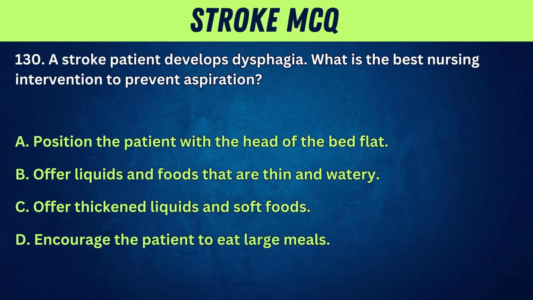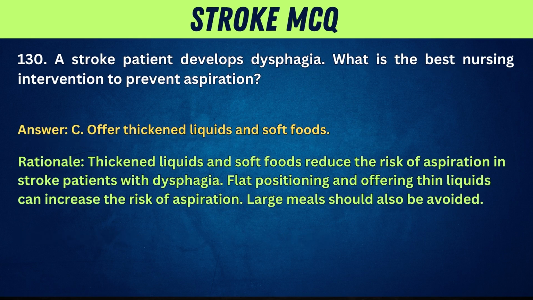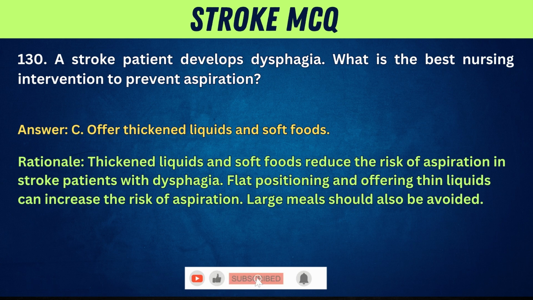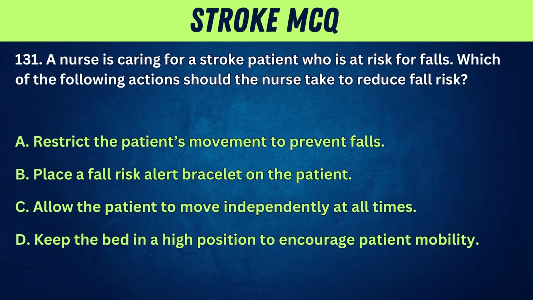130. A stroke patient develops dysphagia. What is the best nursing intervention to prevent aspiration? A. Position the patient with the head of the bed flat. B. Offer liquids and foods that are thin and watery. C. Offer thickened liquids and soft foods. D. Encourage the patient to eat large meals. Answer: C. Offer thickened liquids and soft foods. Rationale: Thickened liquids and soft foods reduce the risk of aspiration in stroke patients with dysphagia. Flat positioning and offering thin liquids can increase the risk of aspiration. Large meals should also be avoided.